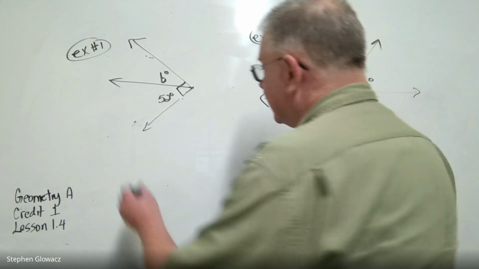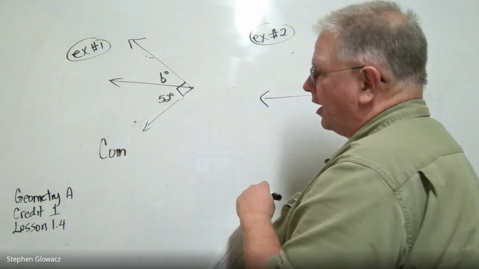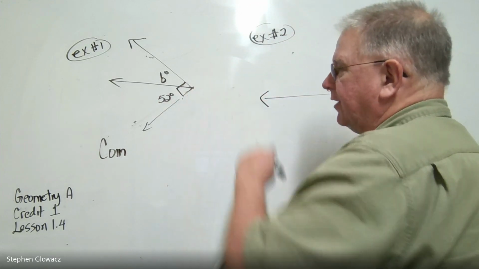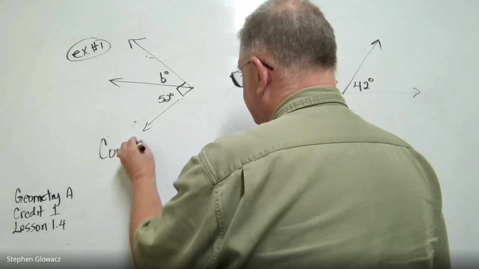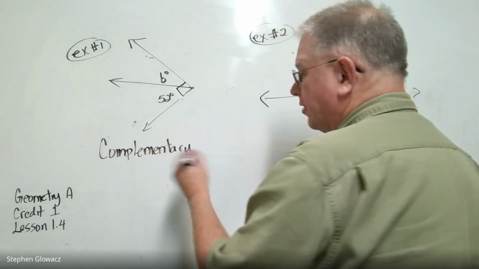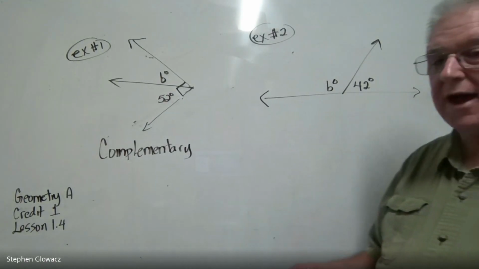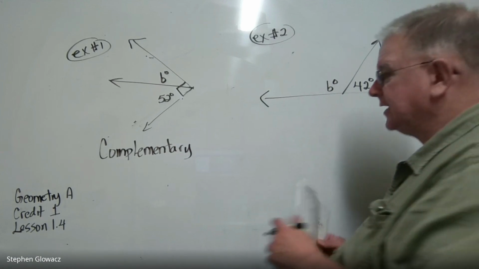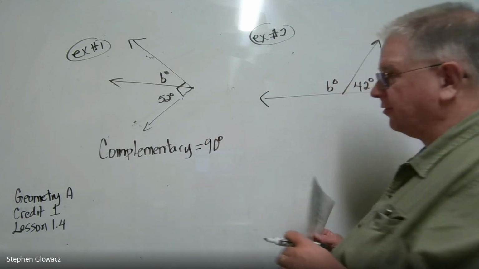And so this is a new vocabulary word, but kind of a similar concept. We've dealt with right angles in a previous lesson, but let's talk about that in the context of the word complementary. Complementary is referring to two angles whose sum is 90 degrees. And so the sum of two complementary angles is 90 degrees.